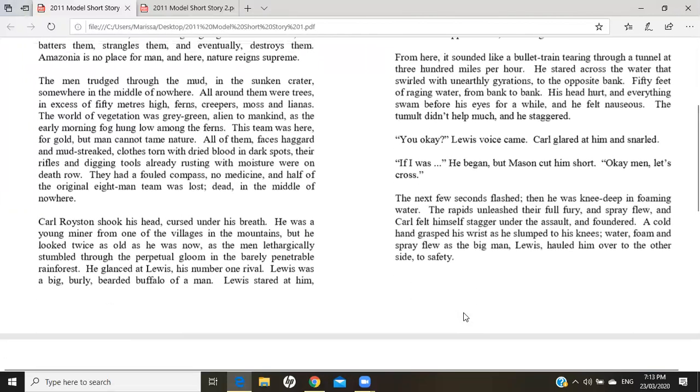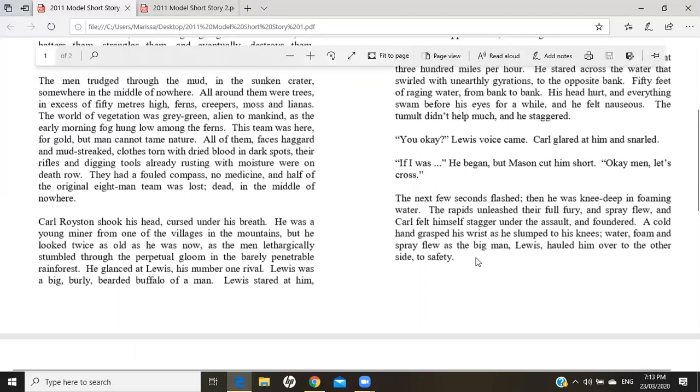So you see how they incorporated the line here? What happened in the story? What do we know about Carl and Lewis? That they hated each other. And who ended up saving who in the end? Lewis ended up saving Carl in the end.